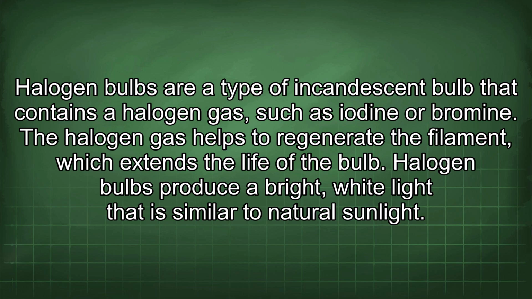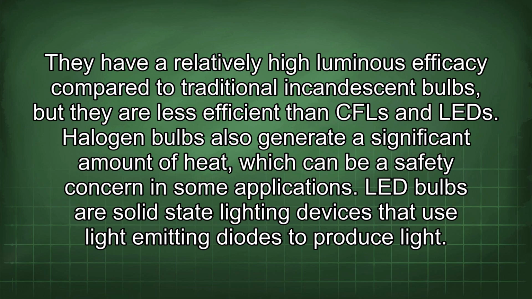Halogen bulbs produce a bright white light that is similar to natural sunlight. They have a relatively high luminous efficacy compared to traditional incandescent bulbs, but they are less efficient than CFL and LED. Halogen bulbs also generate a significant amount of heat, which can be a safety concern in some applications.